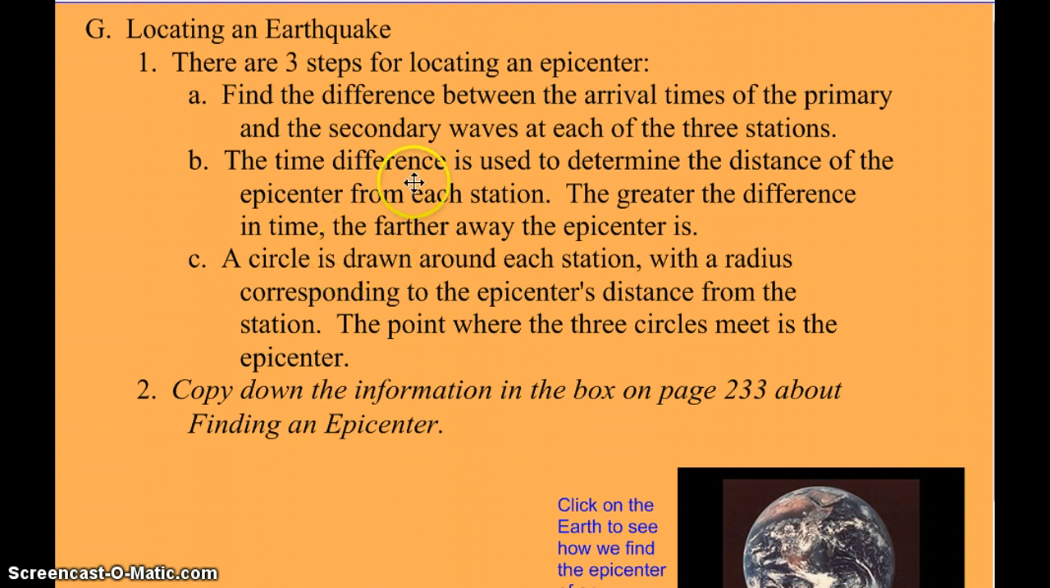And then eventually, once we get all 3 measurements, we can draw 3 circles on a map, and where all 3 circles intersect, that's where the epicenter is. Now, in your book on page 233, there's a page that explains how to find the epicenter. I'm going to show you a video though.